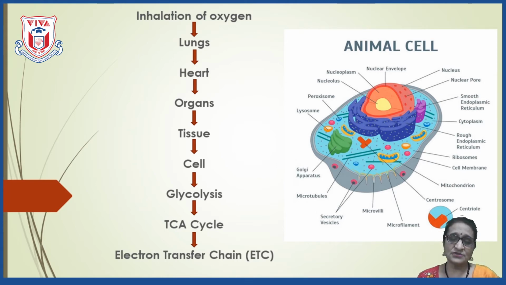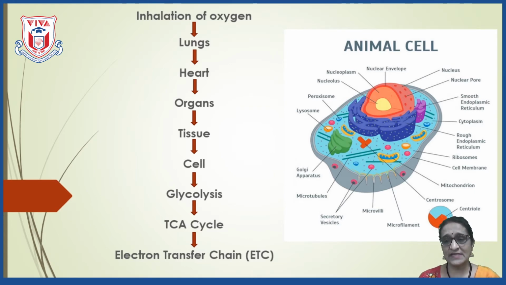This energy production inside the cell takes place in 3 steps, and these 3 steps are glycolysis, the TCA cycle, that is the tricarboxylic acid cycle, which is also called the Krebs cycle or the citric acid cycle, and then the ETC, that is the electron transport chain reaction. So these 3 stages take place inside the cell.